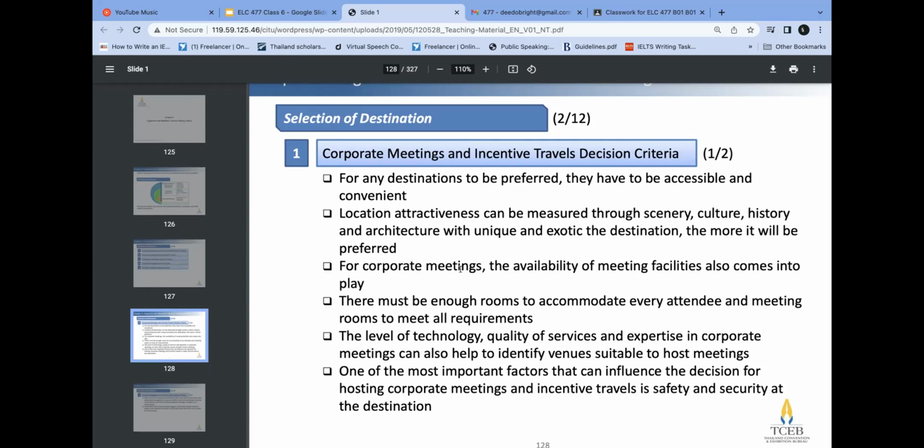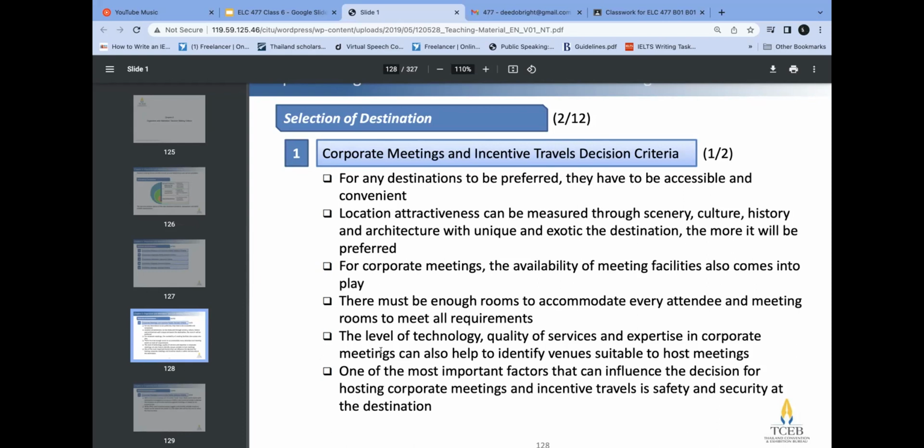Yeah. For corporate meetings, the availability of meeting facilities also comes into play. So the first one is availability, meaning that it is easy to run or easy to do. Availability free of anything, right? And there must be enough rooms to accommodate every attendee and participant here, and meeting rooms to meet all requirements. So this one would be a factor, right? To accommodate. For example, if there are a lot of attendees, you have to think about whether it can accommodate that many people or not, things like that.